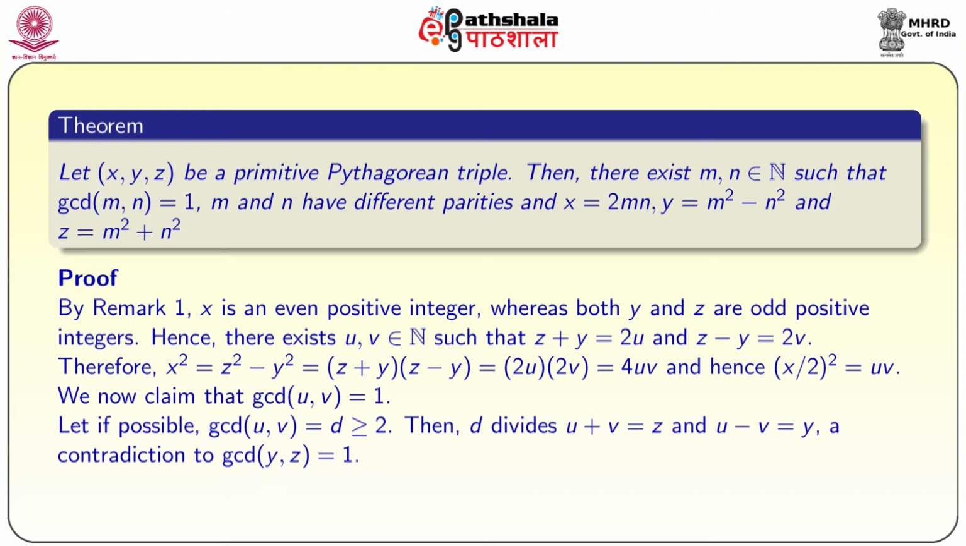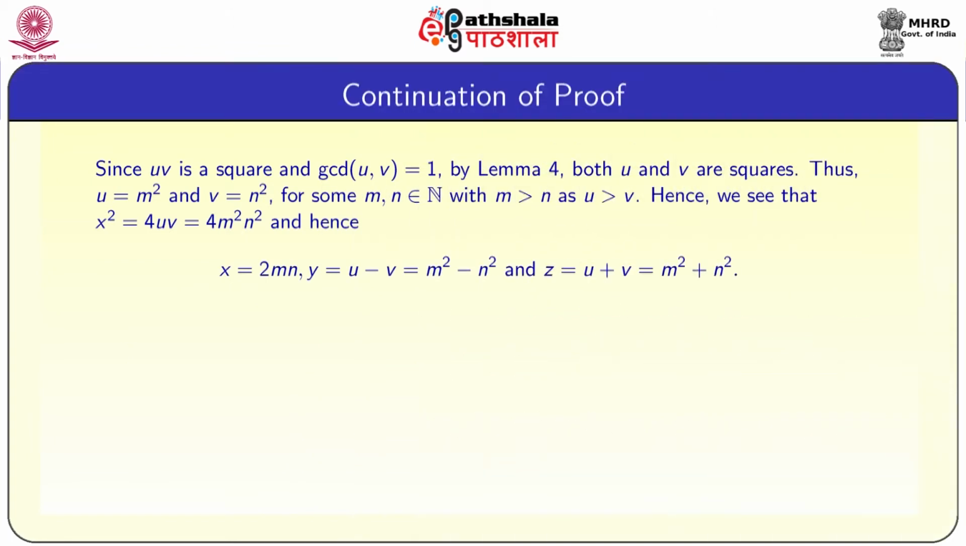So, d divides both y and z, but x, y, z is a primitive Pythagoras triple, so the GCD of y, z is 1. So, d has to divide 1, which is a contradiction for d greater than or equal to 2, or equivalently GCD of u, v should be equal to 1. Now, observe again that (x by 2) whole square is equal to uv. So, x is even, we are already assuming, so x by 2 is an integer. So, uv is a square number and GCD of u, v equal to 1. So, by the previous lemma both u and v are also squares.